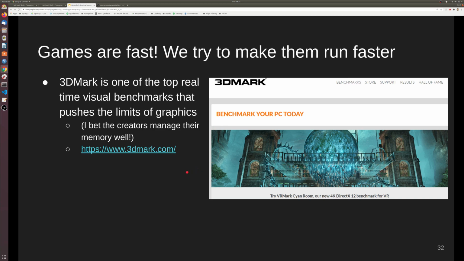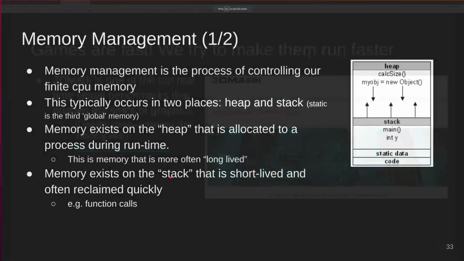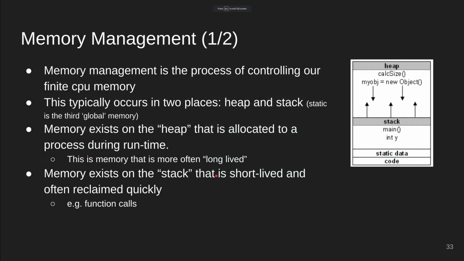But the idea is to create these really visually realistic games and environments that are simulating physics and artificial intelligence, you have to care about performance a little bit. And memory is such a big part of that.